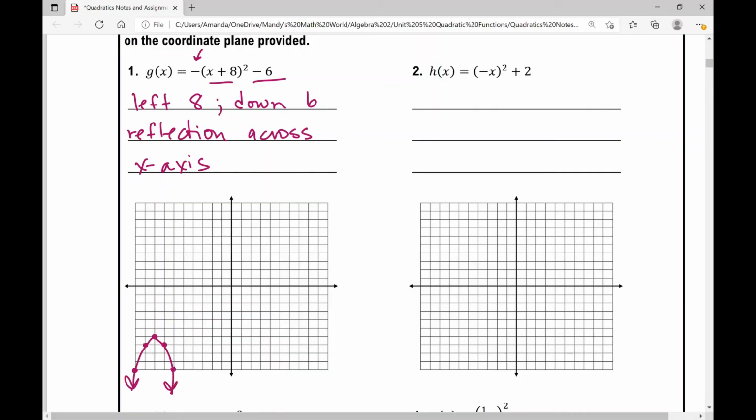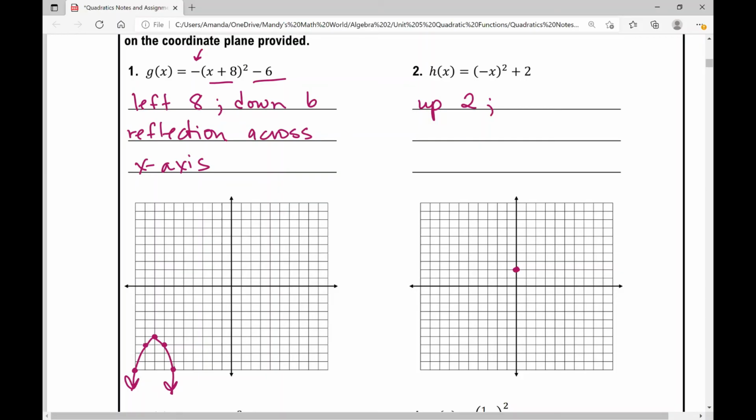And it opens down. Let's look at h of x, number 2. Negative x inside the parentheses squared plus 2. So first let's talk about the vertex. There's no horizontal translation, but that plus 2 tells me that this is going to move up 2. My vertex is now at 0, 2.